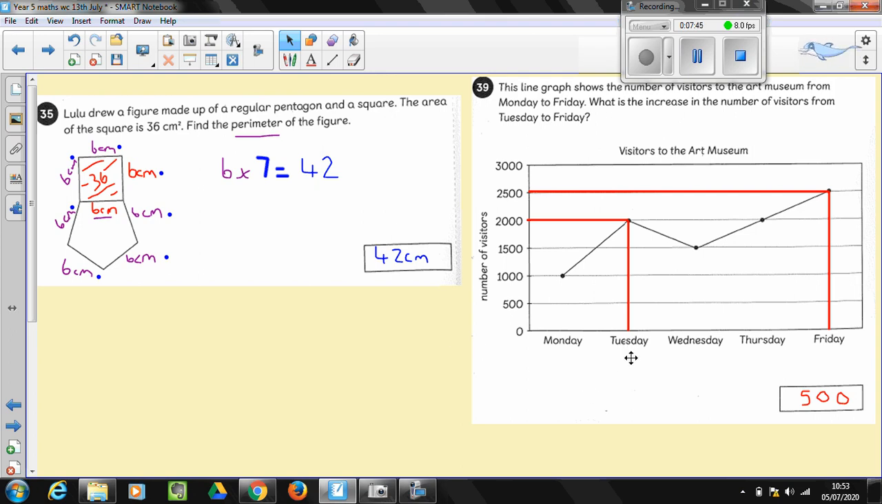For this question, I worked out how many there were on Tuesday, 2,000, and how many there were on Friday, 2,500. What was the increase? The increase was 500 visitors.